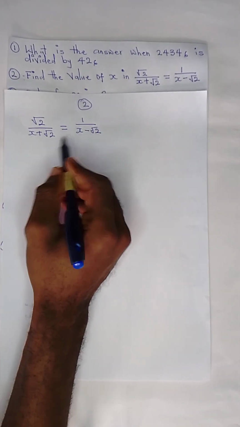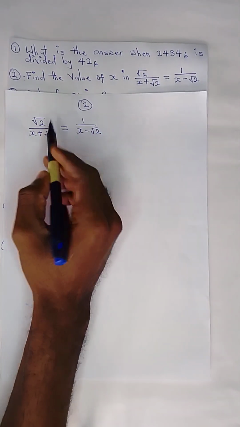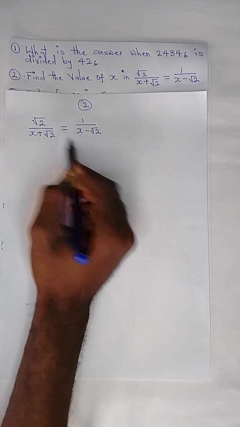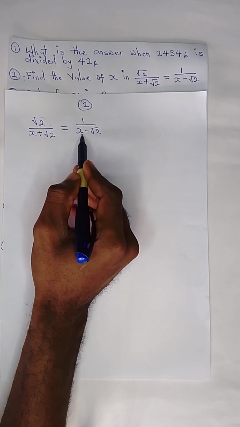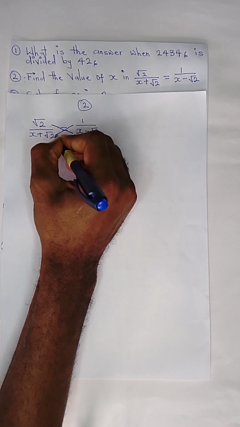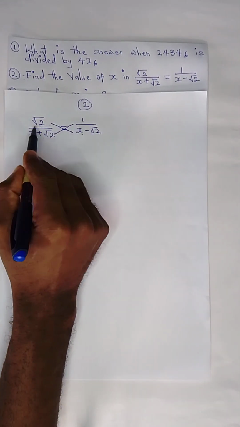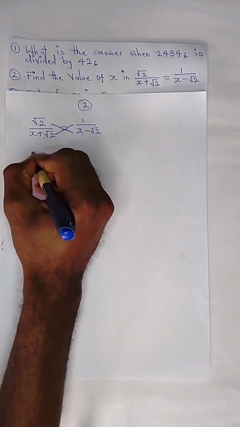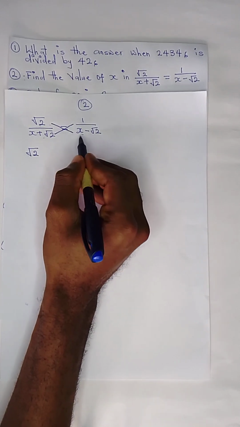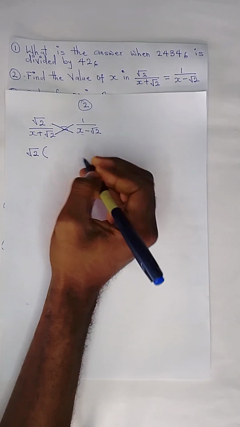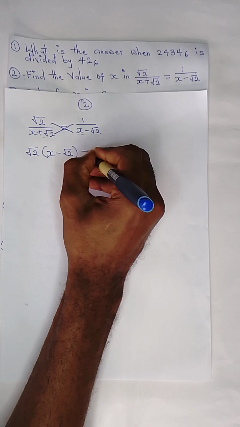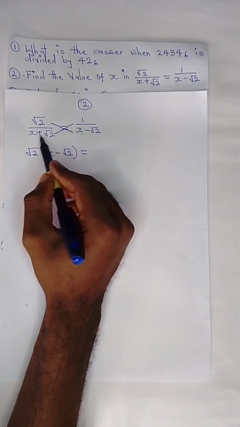Now the first thing you have to do in this question is to cross multiply. When you have a fraction, numerator over denominator equal to numerator over denominator, you cross multiply. So this numerator will cross multiply with this denominator like this. Cross this like this. So we are going to multiply this root 2 times what we have here. So we say root 2 times, this is x minus root 2. So we are going to use a bracket there for the multiplication: root 2 times (x minus root 2) equal to, now multiply 1 times x plus root 2.